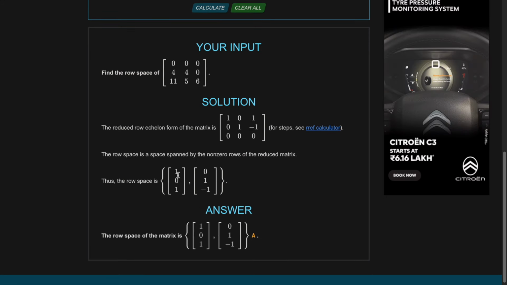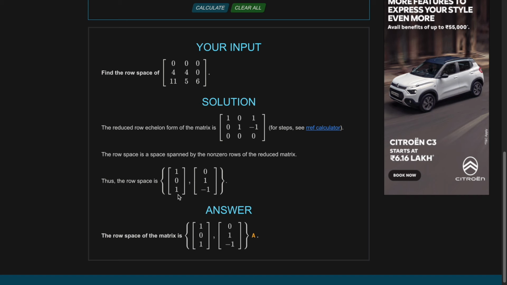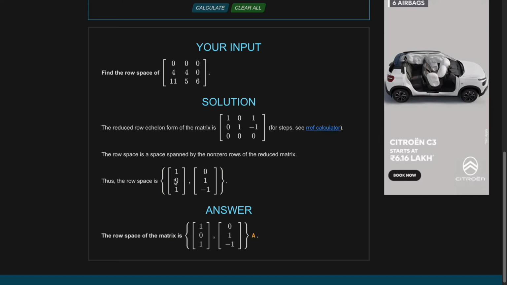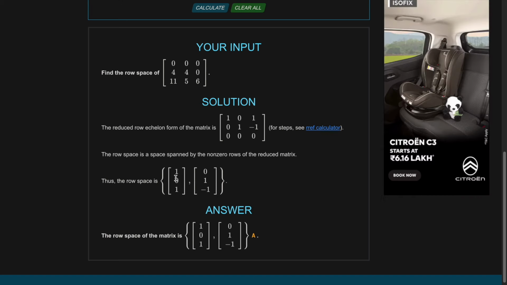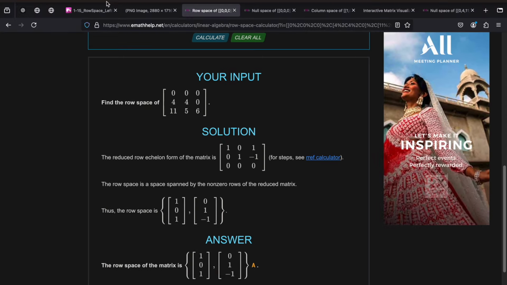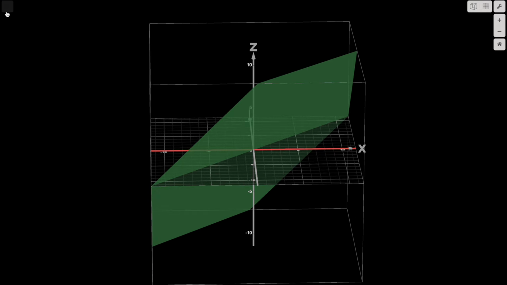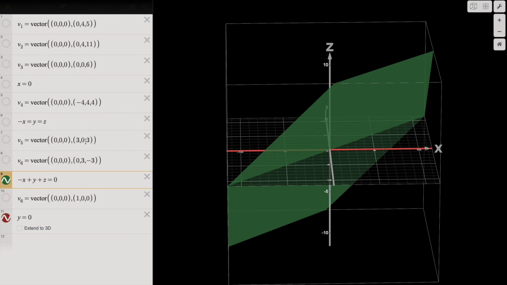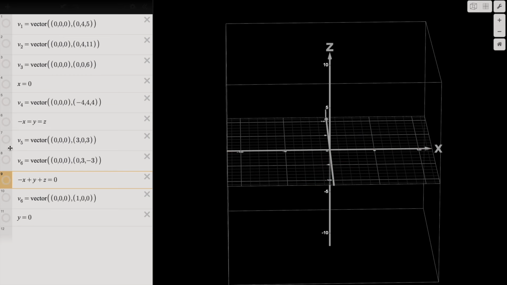Any scaled version, if this vector 101 belongs to the row space, then a scaled version of this, let us suppose 3 times 101, that is 303, also belongs to the same vector subspace. So instead of plotting 101, I plotted 303. The reason being, if I plot 101, the vector will be very small and hard to visualize. So that's why I plotted a scaled version of it, 303.